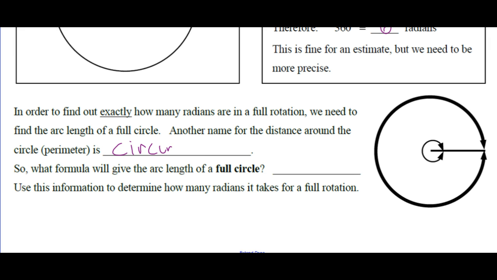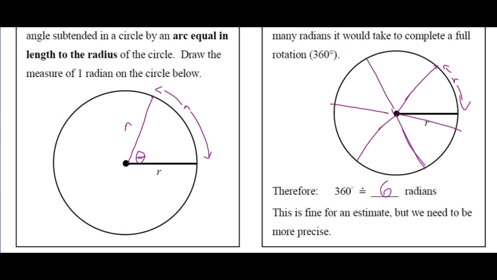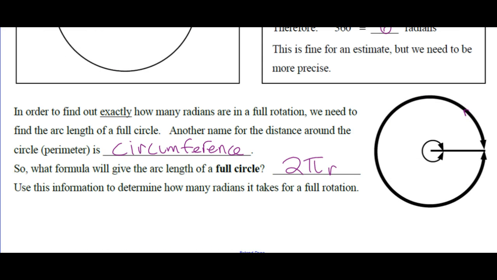What's the formula for the circumference of a circle? C is equal to 2 pi r. And what's that r we were laying off, right? So there must be 2 pi of these r's. Okay, use this information to determine how many radians. Well, it's 2 pi radiuses, which means there are 2 pi radians. Okay, so there are 2 pi.